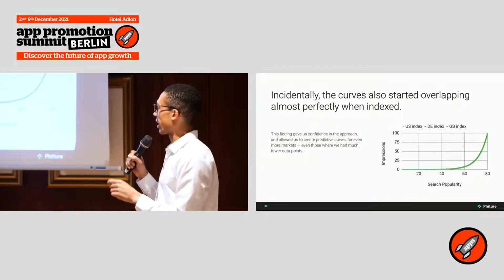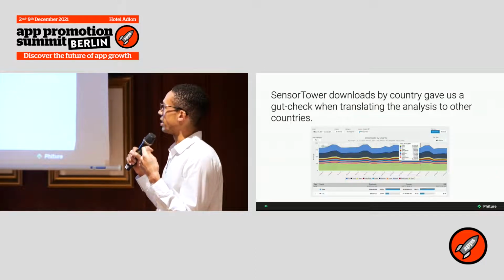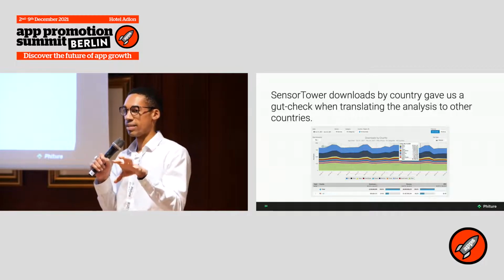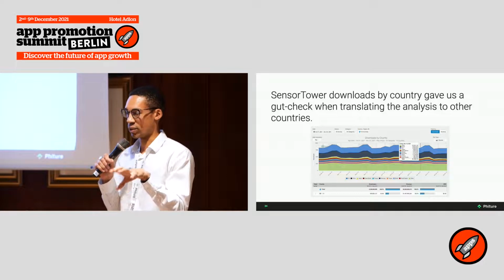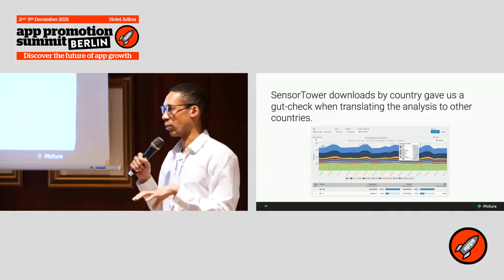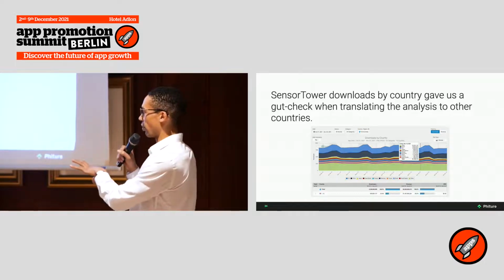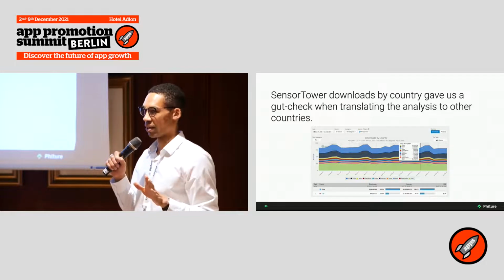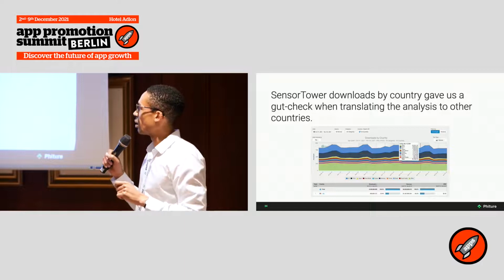But just as a gut check, on the next slide we did use some data from Sensor Tower just to say, okay, what's the difference in the number of downloads that we should expect in one country versus another one? Does it kind of match up with download estimates? So this was just a gut check that we used. Everything was looking good.